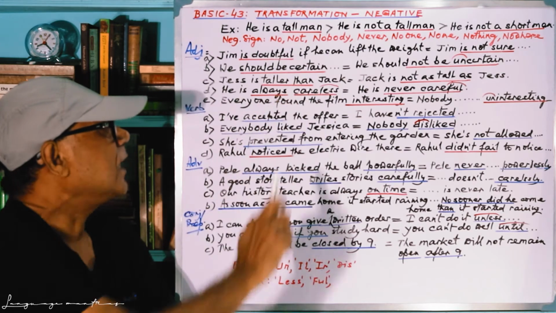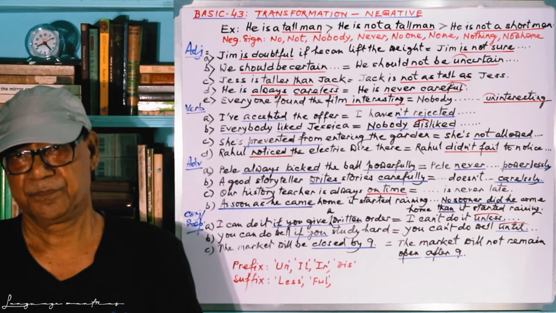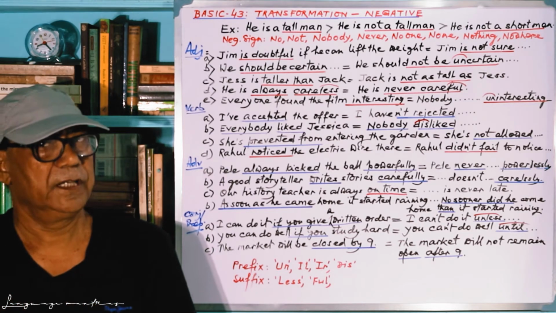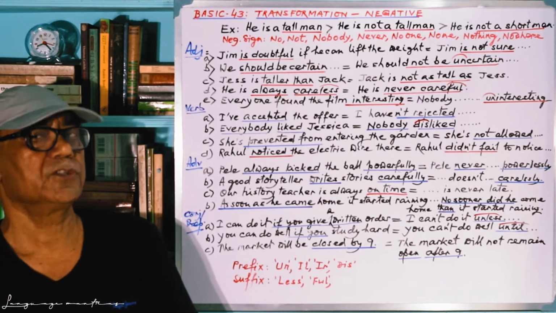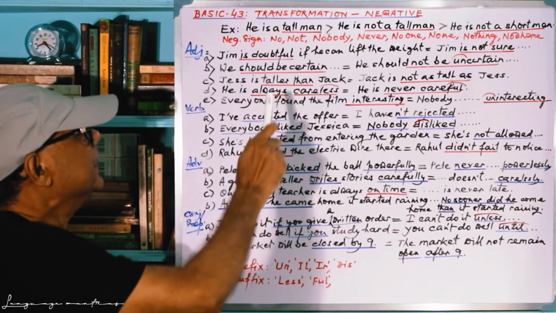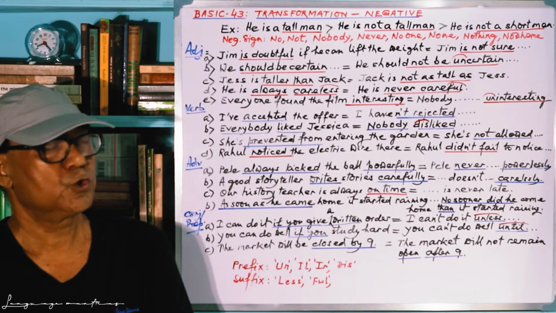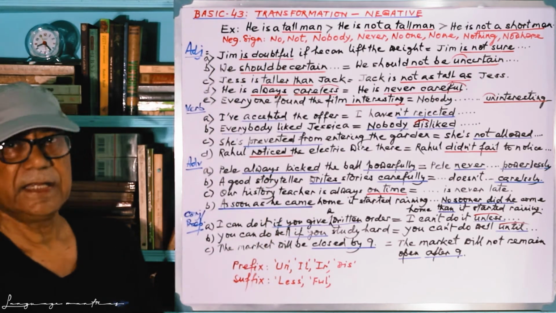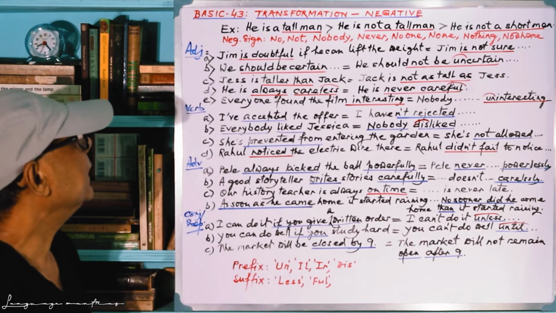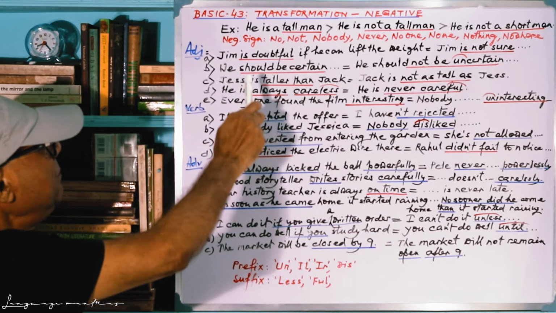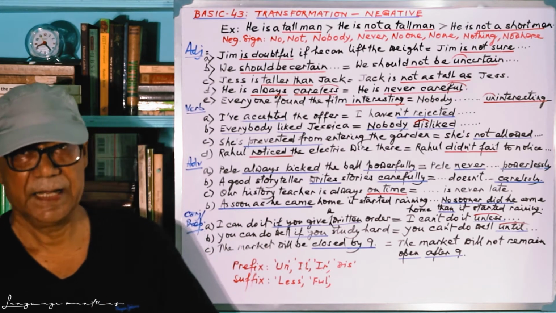Adjective. Jim is doubtful if he can lift the weight. Which word is the most important here? Of course, this word: doubtful. He is doubtful. So if I make it negative, according to the first option, it will be very easy. It will become: Jim is not doubtful if he can lift the weight.